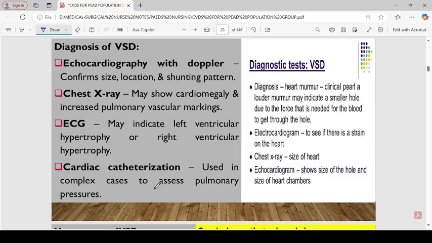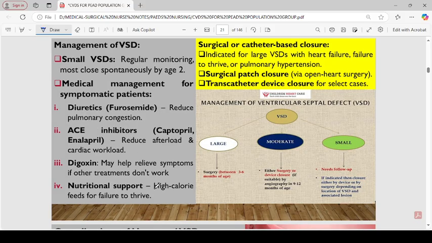For diagnosis of ventricular septal defect, we have echocardiography with Doppler, which confirms the size, location, and the shunting pattern. Chest X-ray may show cardiomegaly and increased pulmonary vascular markings. ECG may indicate left ventricular hypertrophy or right ventricular hypertrophy. Cardiac catheterization is used in complex cases to assess pulmonary pressures. On management, if it is just a small ventricular septal defect, it just requires regular monitoring, and mostly it can close by approximately age 2.